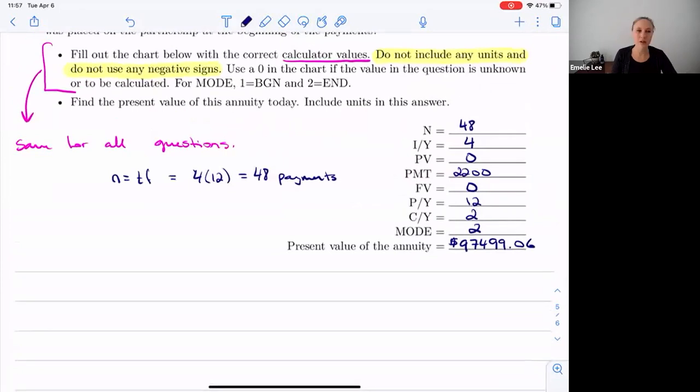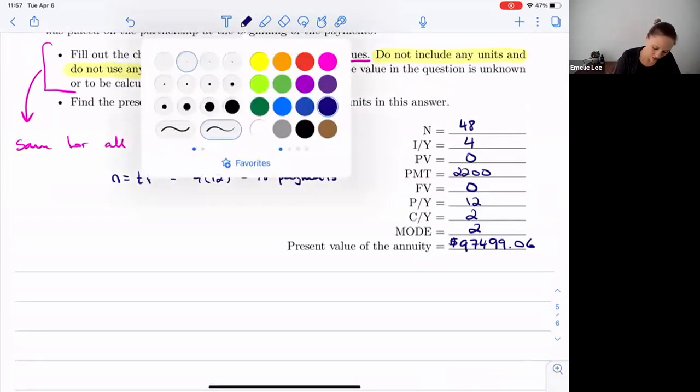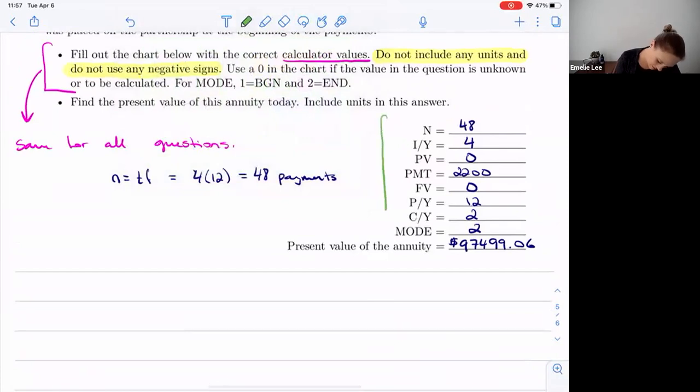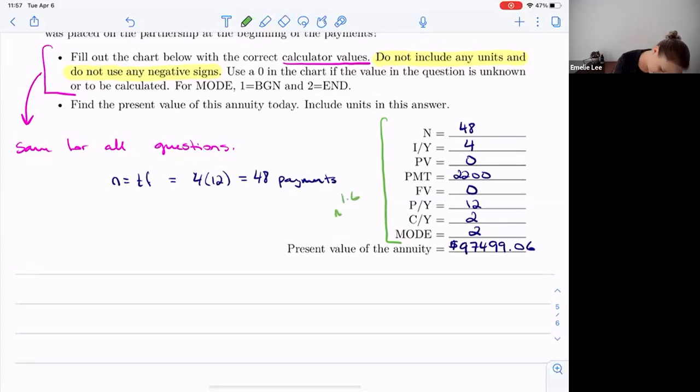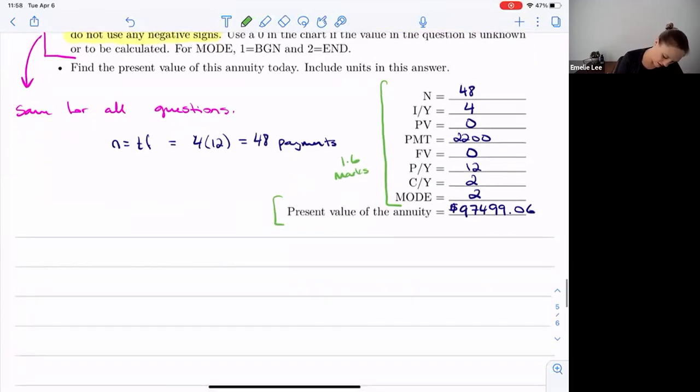The breakdown for all of these is going to be 1.6 marks. What is that? 1, 2, 3, 4, 5, 6, 7, 8. I think it's 0.2 each, 1.6 marks. And the final answer is 0.4 marks. That's going to be the case for all of these.